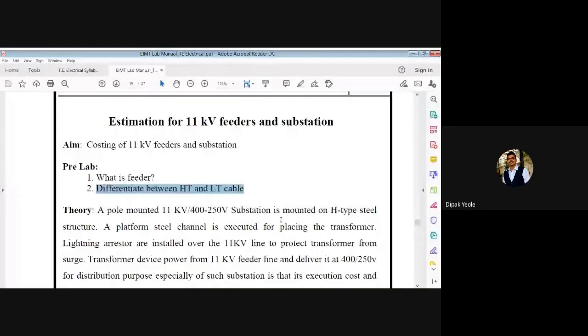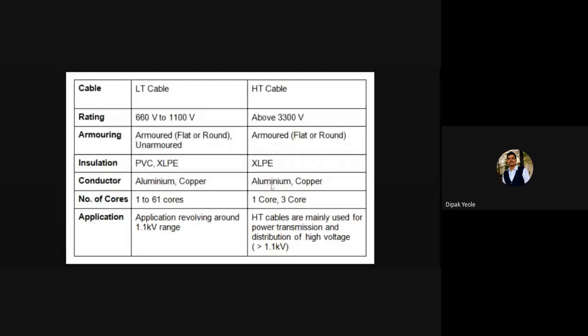Now we will see the second question related to the experiment. What is pre-lab question number 2? We are interested in differentiating between HT and LT cable. Those who have done the diploma might know this answer. We use high tension and low tension cables. But for the regular students, let me share my screen so that you can understand the difference between HT and LT cable, because these differences are surely asked in your interview. Here is the LT cable and here is the HT cable.